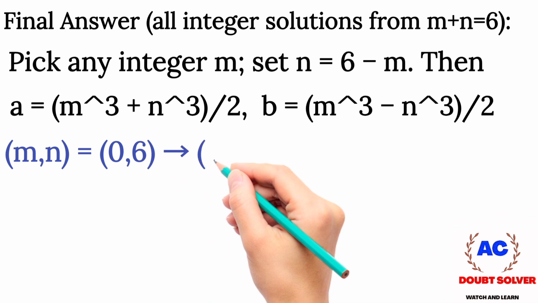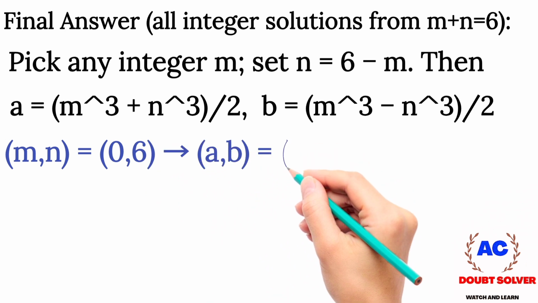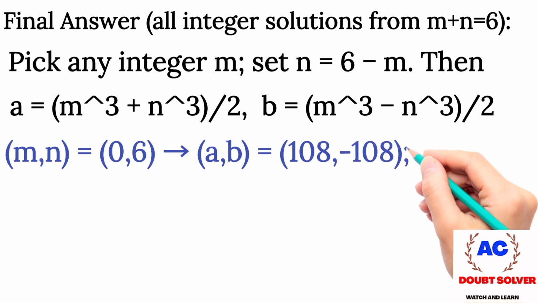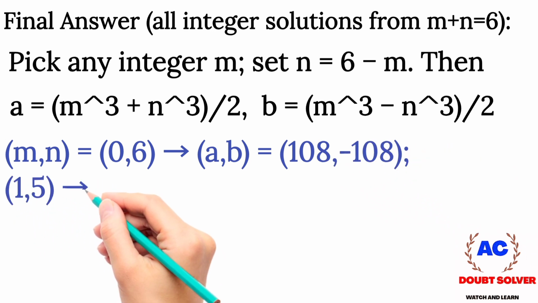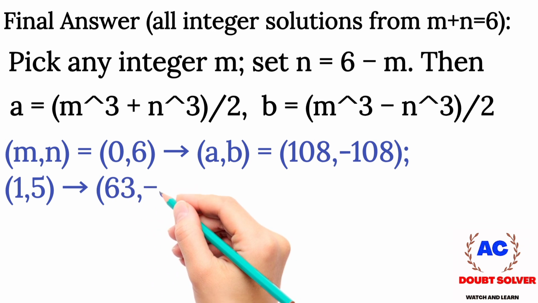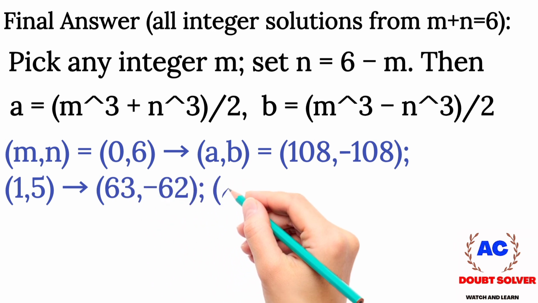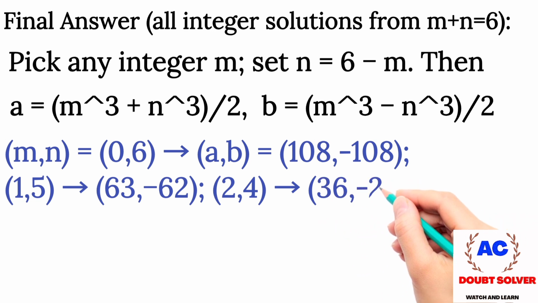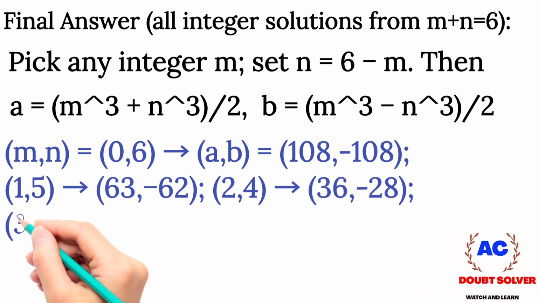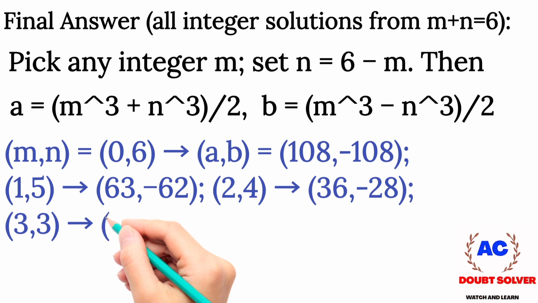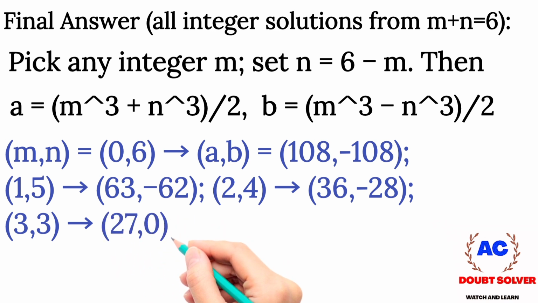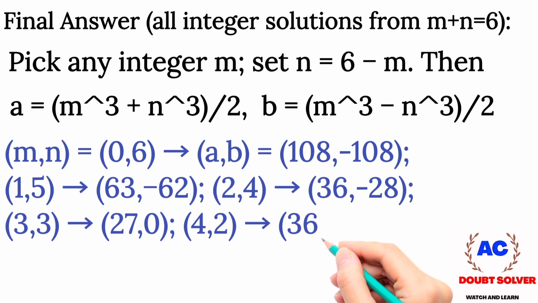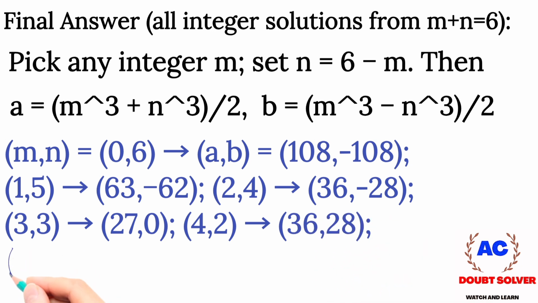Similarly, we have calculated for the value of m is equal to 0 and n equal to 6, we get the value of a is 108 and b is minus 108. For the value of m 1 and n 5, we get the value of a and b are 63 and minus 62. For the value of m is equal to 2 and n is equal to 4, we get the value of a and b are 36 and minus 28. For the value of m and n 3, 3, we get the value of a and b is 27, 0. For the value of m is equal to 4 and n is equal to 2, we get the value of a and b are 36 and 28.